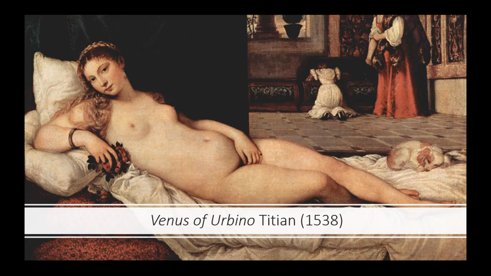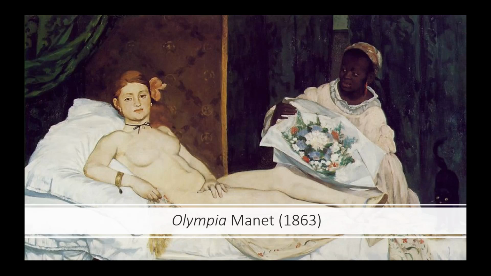So if you look at the body of the Venus, the lady, it's curved using tone and shading. It's 3D. You're going to see what I mean more when I show you the next Venus painting. This is Manet's Olympia, and it's clearly based on Titian's Venus of Urbino, but it's a bit different.